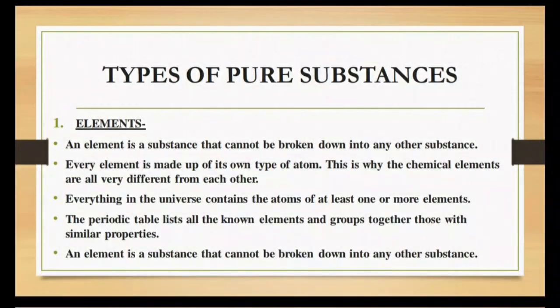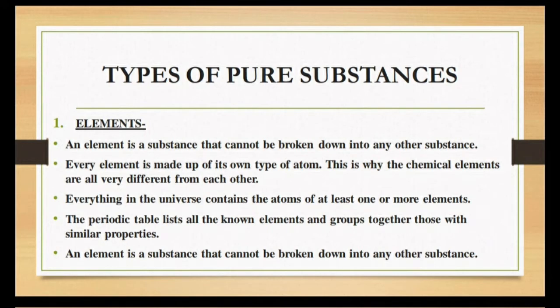So students, in this slide we will discuss the types of pure substances. The first is elements. So what are elements? An element is a substance that cannot be broken down into any other substance. Every element is made up of its own type of atom.